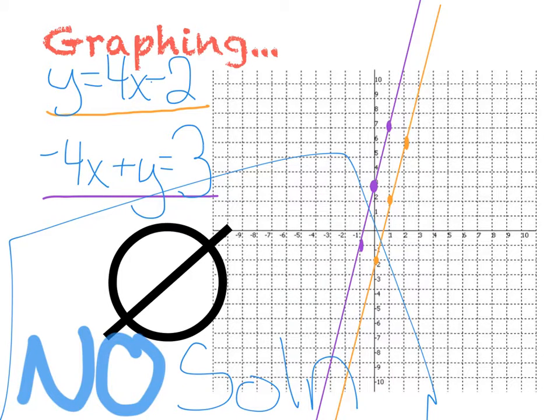This symbol here is what we call a null set. It's a 0 with a slash through it. That could also mean no solution.